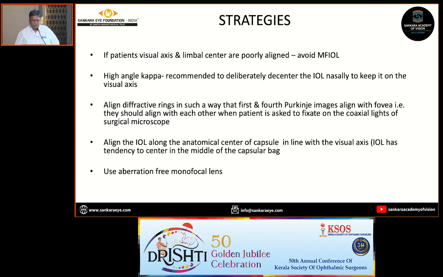Now, to conclude, if the patient's visual axis and the limbal center are not properly aligned, it is better to avoid a multifocal lens. In patients who have a very high angle kappa, you can slightly decenter the IOL nasally to keep it on the visual axis. Or what you can essentially do is align the diffractive rings in such a way that the first and the fourth Purkinje images are aligned, and that can be achieved by asking the patient to look at the fixation light on the surgical microscope. You can also align the IOL along the anatomical center of the capsule in line with the visual axis. And if nothing is possible, the best is to use a monofocal lens.